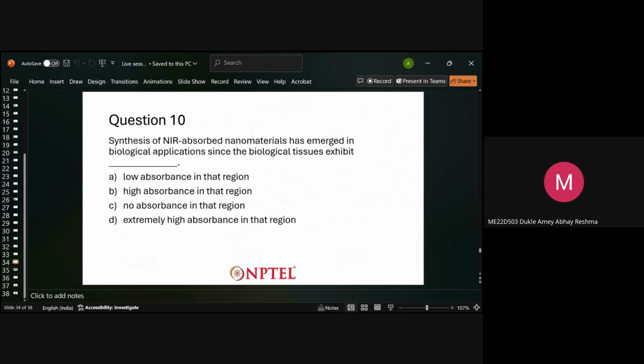Then the tenth question, synthesis of near infrared absorbing nanomaterials has emerged in biological applications since the biological tissue exhibits low absorbance in the region, high absorbance in the region, no absorbance in the region, extremely high absorbance in the region. So the answer is low absorbance in the region.